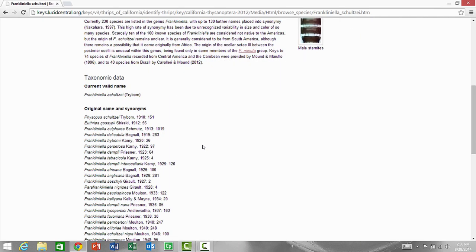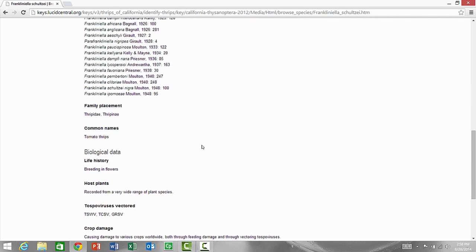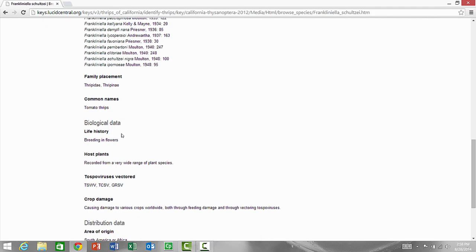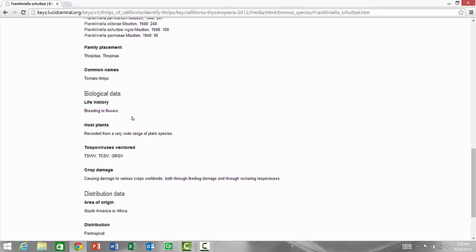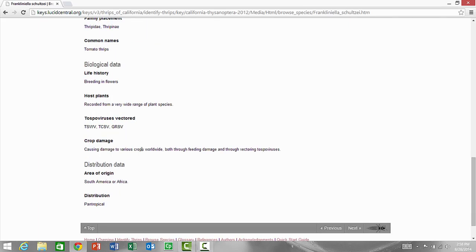Taxonomic data, schultzei is the current name, original name and synonyms. Family placement, it's Thripidae. Common names, tomato thrips. Breeds in flowers, recorded from a very wide range of plant species. Tospovirus is vectored: tomato spotted wilt virus, tomato chlorotic spot virus, and groundnut ring spot virus. And you'll see distribution data, area of origin South America or Africa, distribution pan-tropical. That's it.